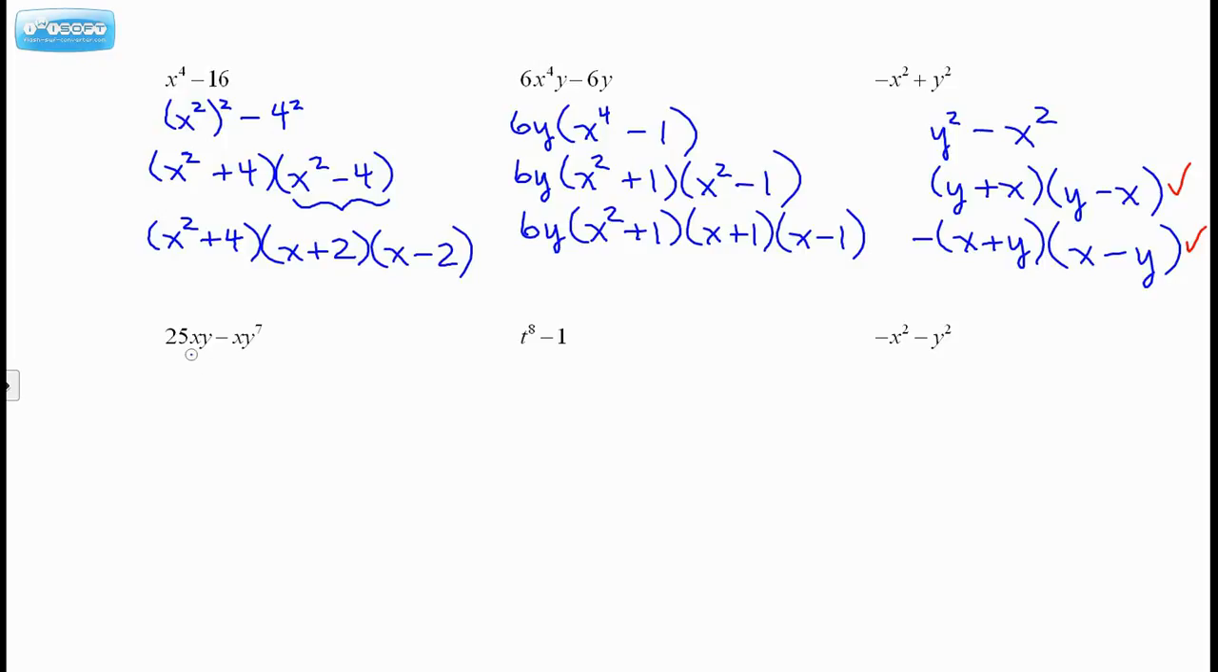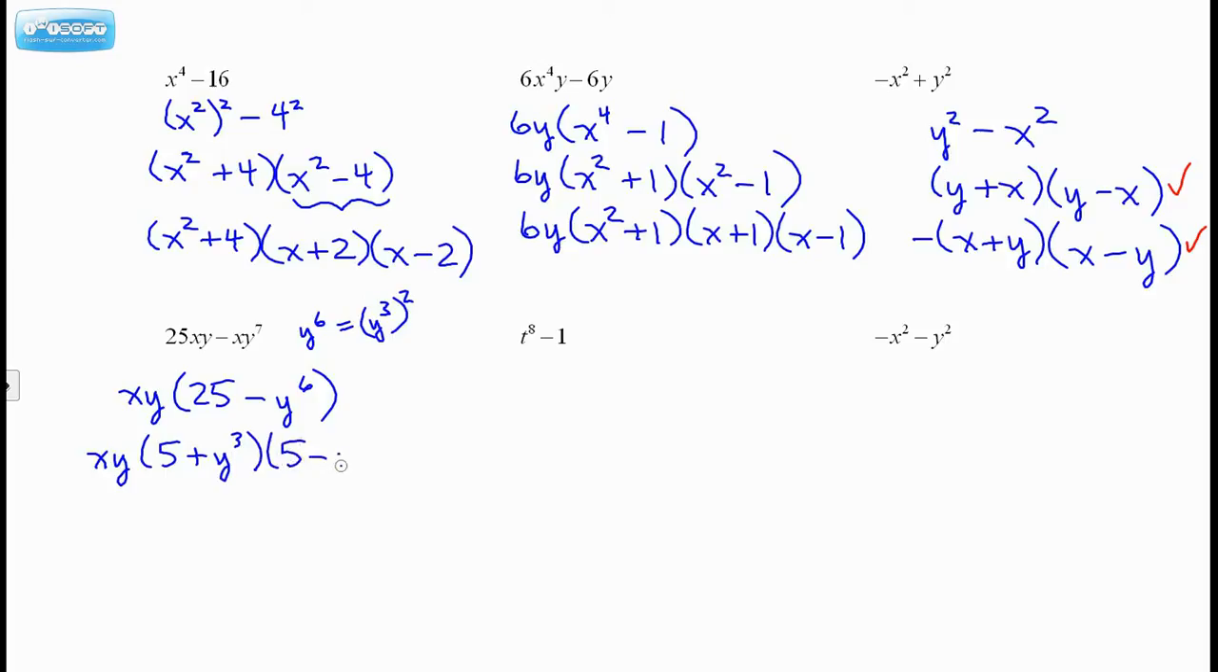Next, I can see that the GCF is xy. So that leaves 25 minus y to the sixth. All right. This is a difference of squares, because remember, y to the sixth, okay, I'll just write that up here. y to the sixth can be written as y cubed squared. So that's where your square is hidden. So I can break that down. I still have xy. This becomes 5 plus y cubed, and this would be 5 minus y cubed. Okay, a perfectly acceptable answer.